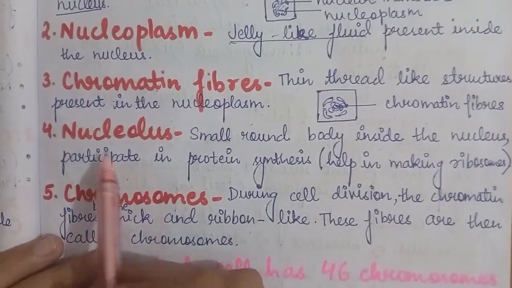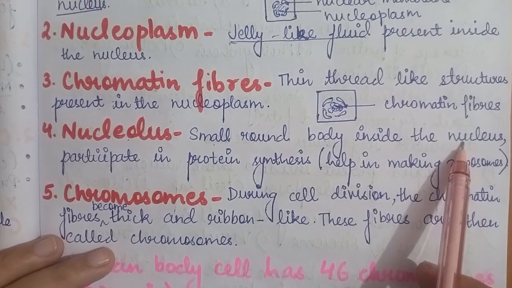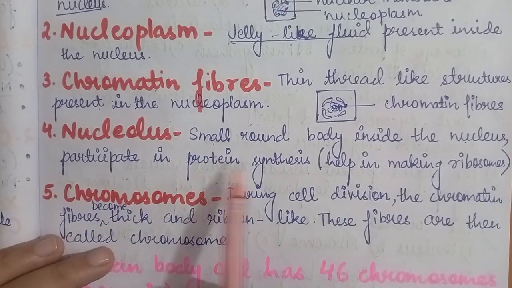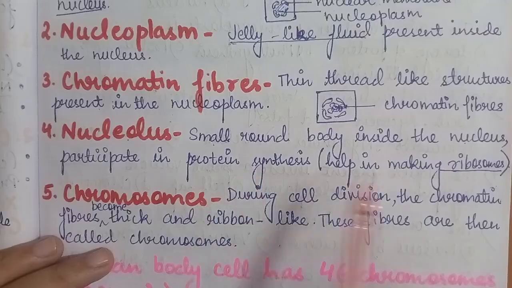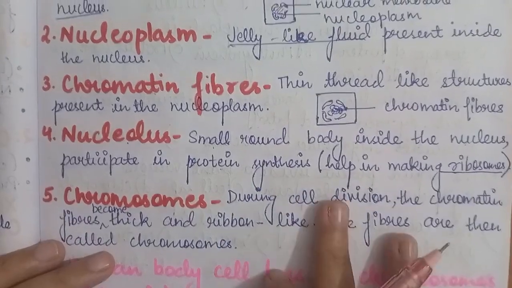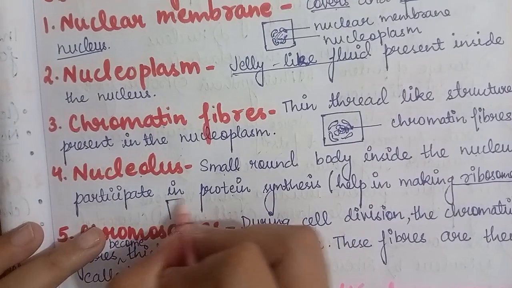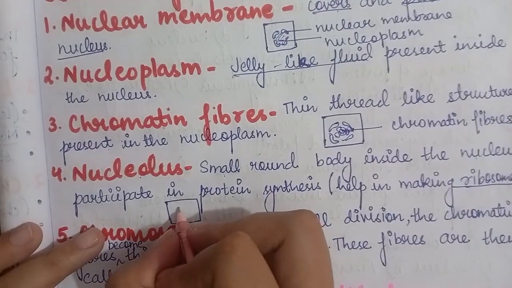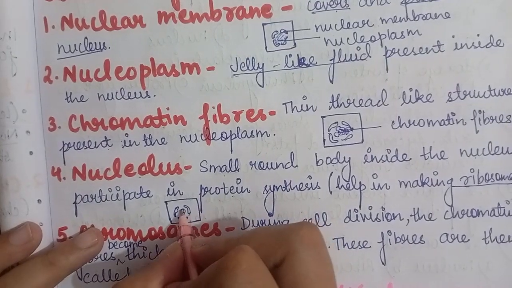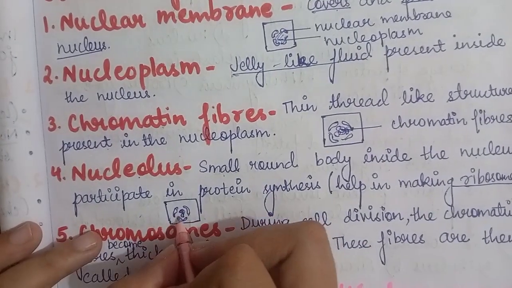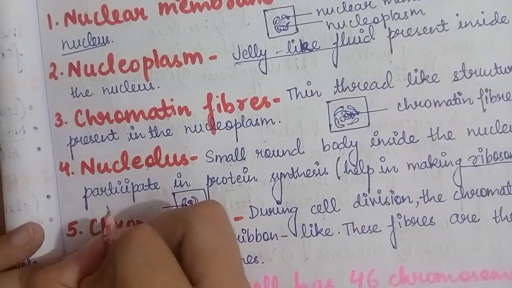Now, the nucleolus is a small round body inside the nucleus. It participates in protein synthesis because it helps in the formation of ribosomes, which are responsible for protein synthesis. See, again I am drawing. This is our cell, this is our nuclear membrane, and inside it we have chromatin fibers and small round-like bodies, which are called the nucleolus.